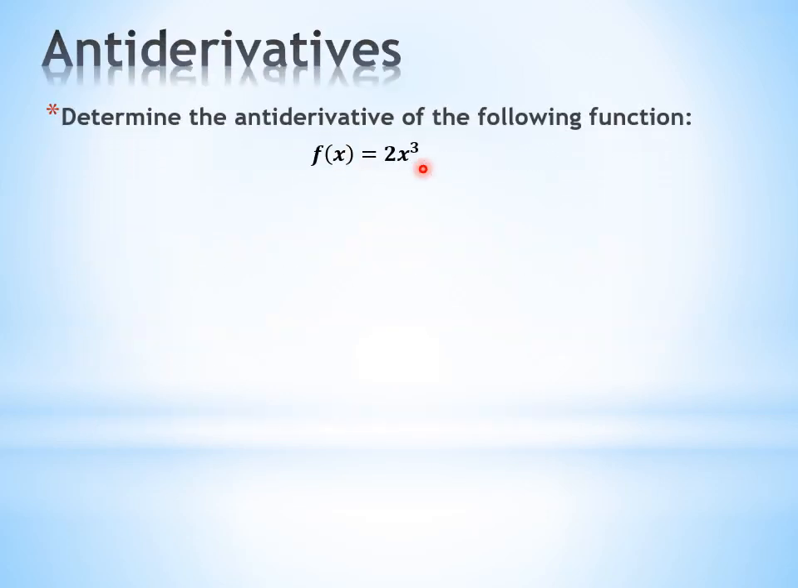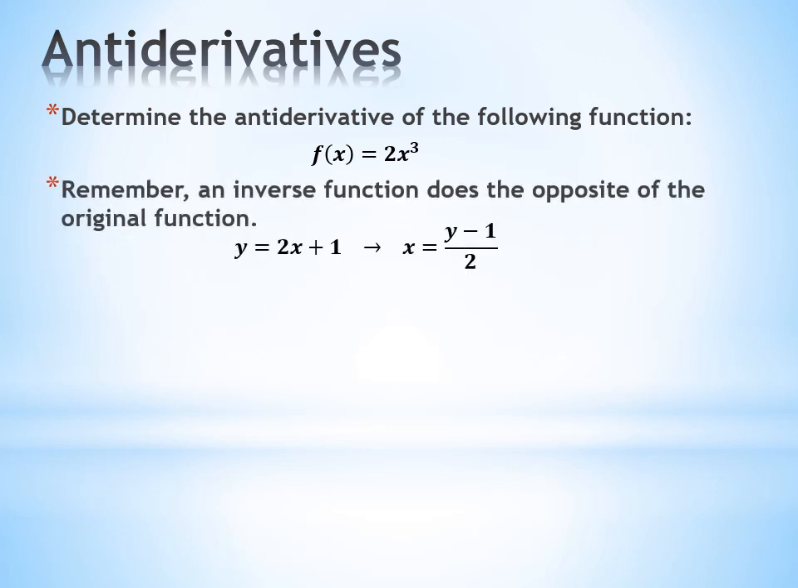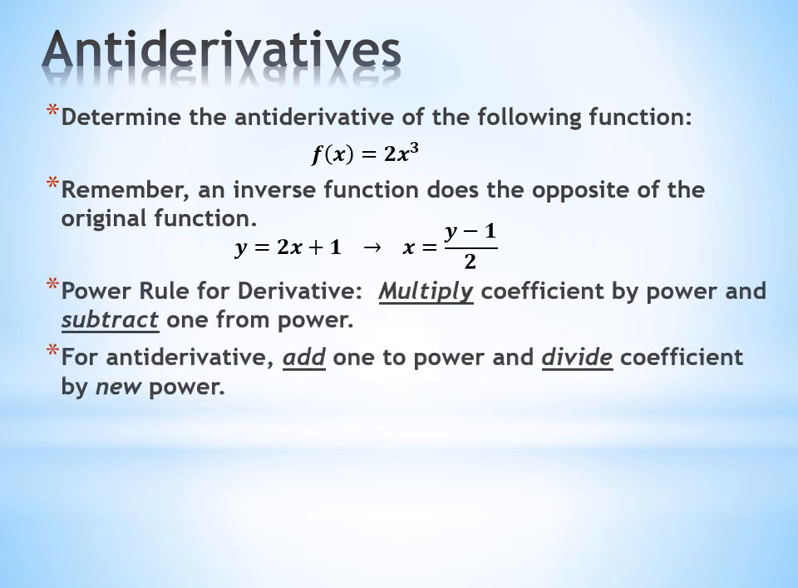So let's say we have this function right here, 2x to the third. Now, if you remember when we did the operation in order to take an inverse function, essentially we would undo what we did. We would do the opposite of what we did in order to get that original function. So the power rule multiplies the coefficient by the power and then subtracts 1 from the power. So we bring down the exponent and multiply the 2 by the 3 and get 6, and then we subtract 1 from the exponent and we get x squared.